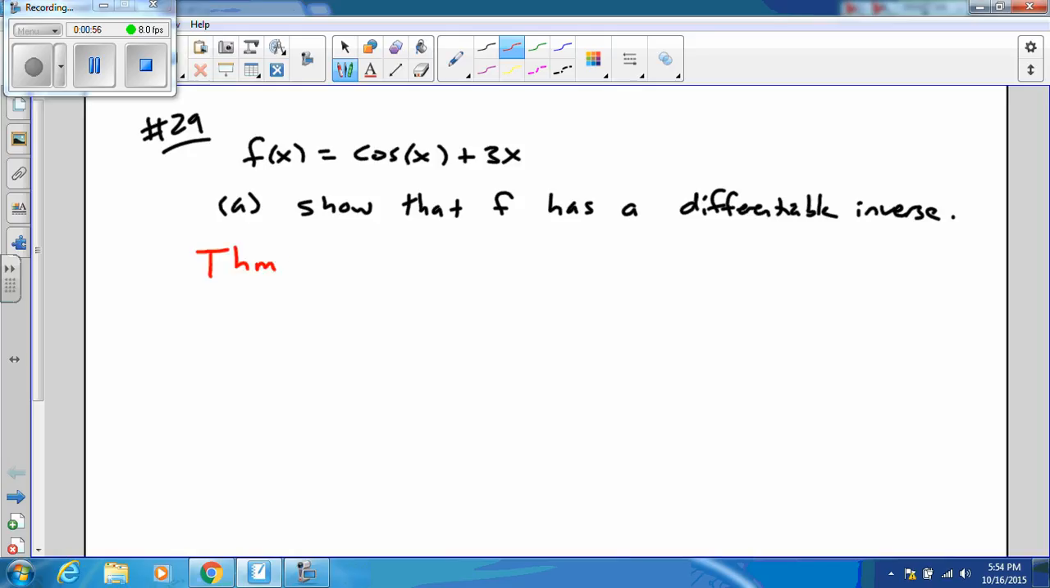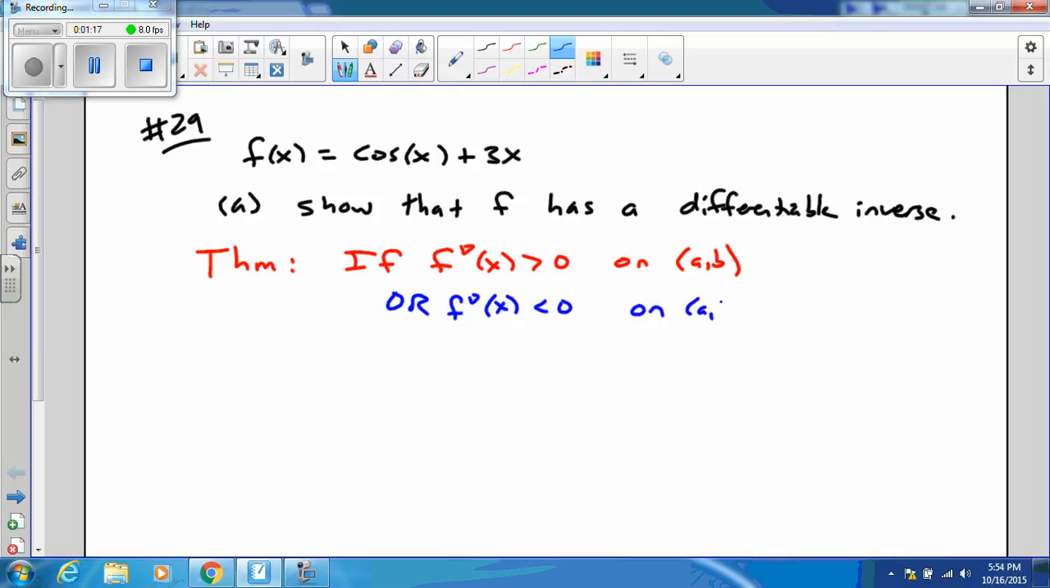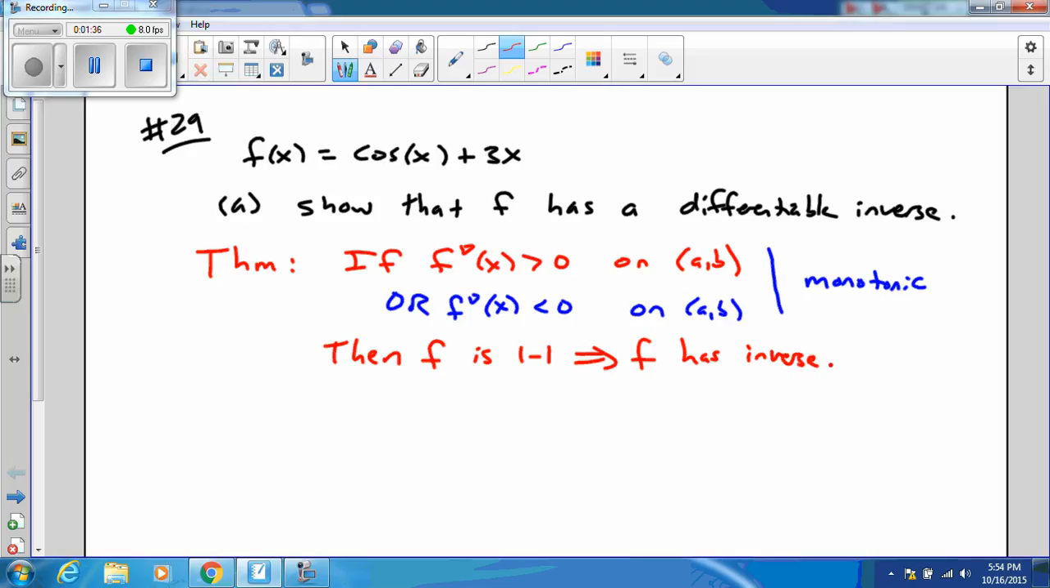And here's our theorem. If f prime of x is positive on the open interval a to b, or if f prime of x is all negative on the open interval a to b, and we call such functions monotonic, then f is 1 to 1, hence f has an inverse.